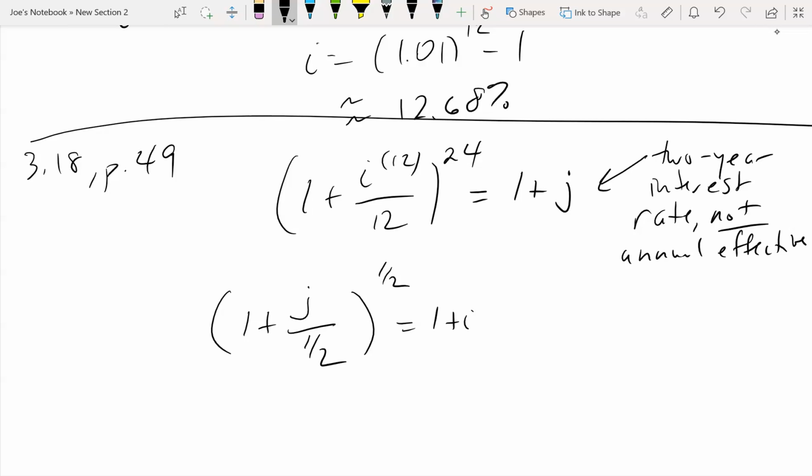You're exactly right, we have to do a square root. Because it's for a half of a compounding period. I know it's weird.